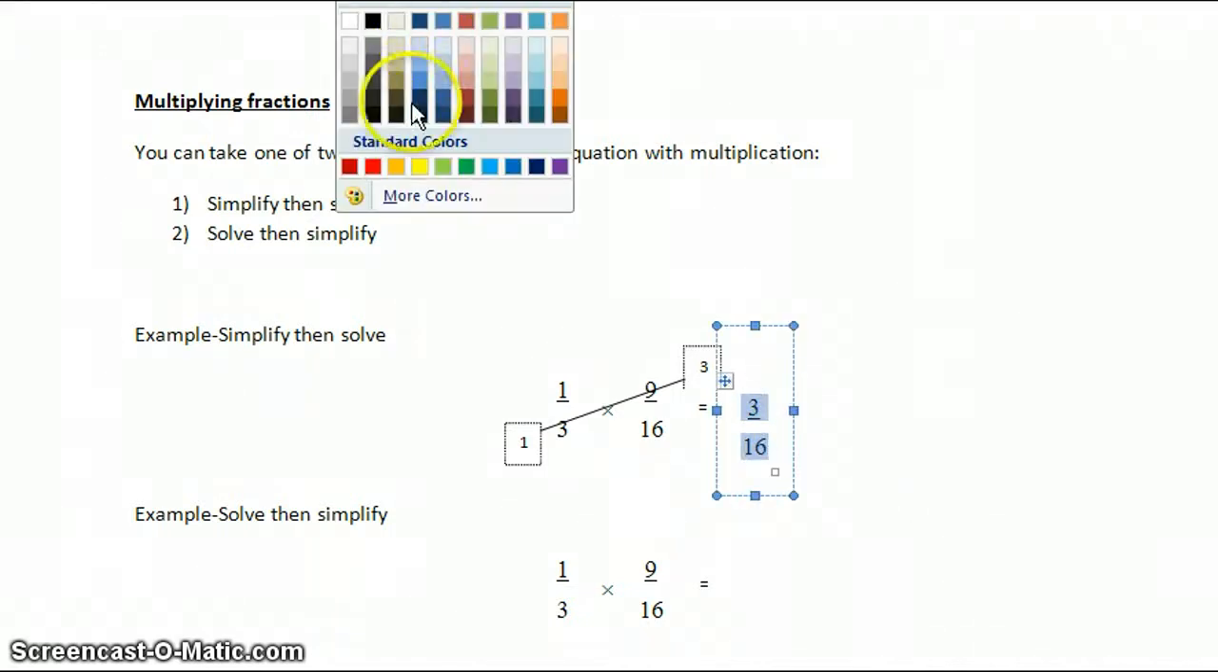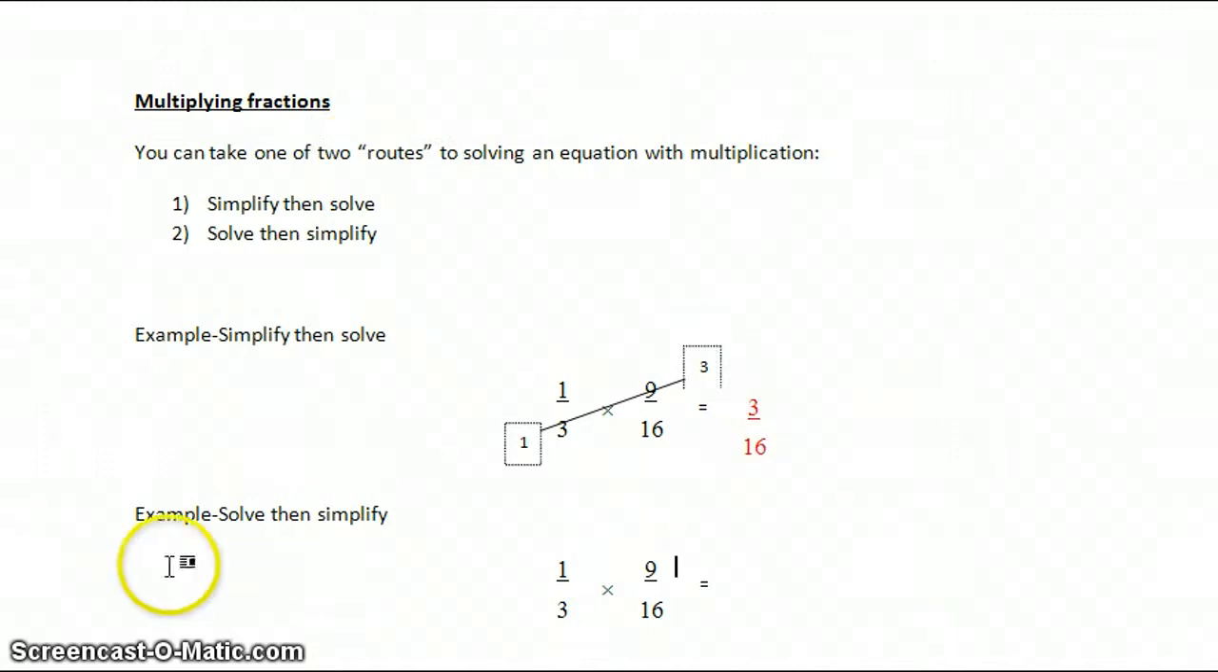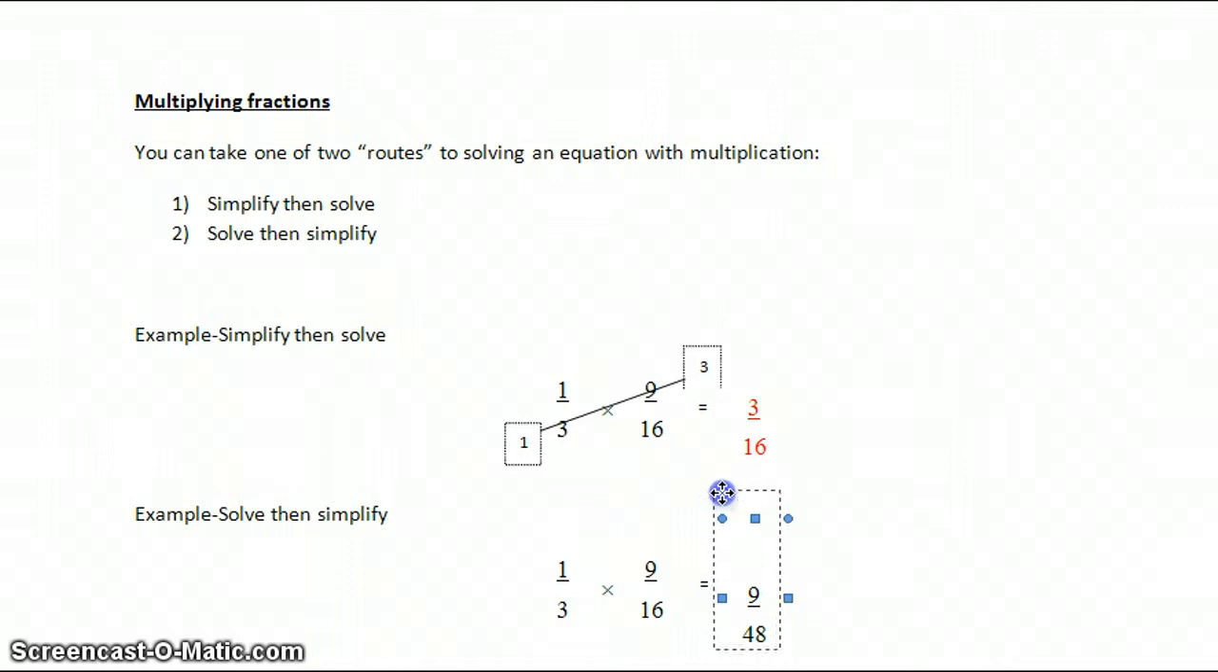Pretty simple, pretty straightforward. Now, if I did the example of solving then simplifying, for example, if I looked at this and didn't see that 3 and 9 work together, sometimes if you're in stress mode, you can't see that they work together. I can just go straight across and multiply straight across. 1 times 9 is 9 on the numerator, and 3 times 16 is 48. Let's get that up a little bit. So I've got 9/48. But then, of course, I have to simplify that.